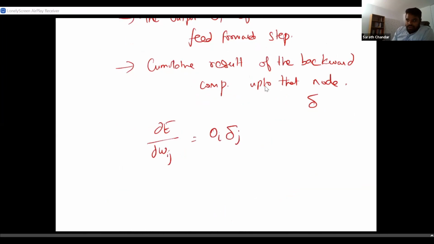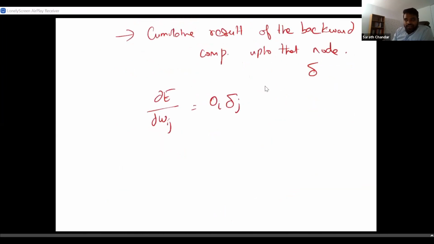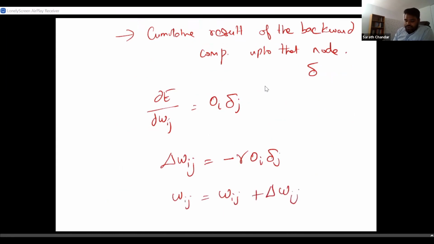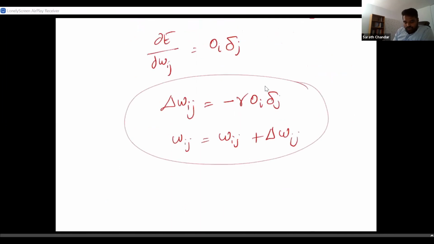If you want to do gradient descent, you can easily do del wij equal to minus gamma times OI del j, and wij equal to wij plus the update. Or you could also write this in the usual form, which is wij equal to wij minus gamma times the gradient, which is OI del j. Is that clear?